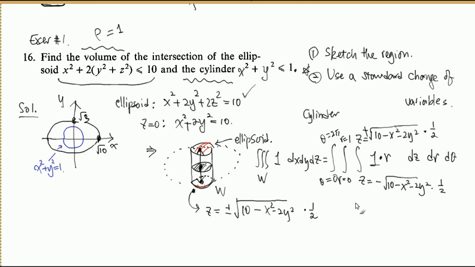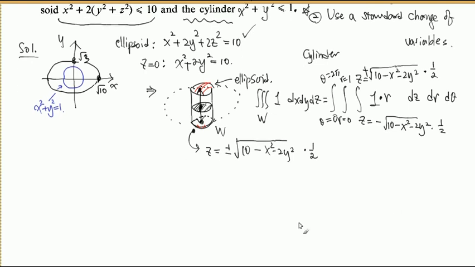Okay? So when you integrate inside, r is treated as a constant, right? So what is the inside part? 0 to 2 pi out there, 0 to 1. So that's 2 times this one, right? Because the antiderivative of 1 is just z, so this one minus that. So it turns out r times root of 10 minus x squared minus 2y squared, negative 1 half times 2. So it's dr d theta.